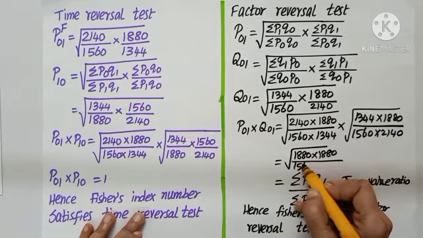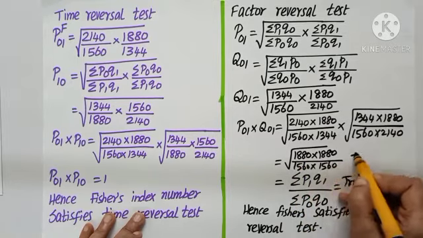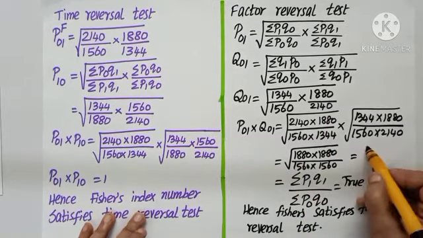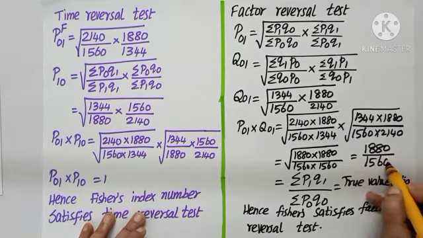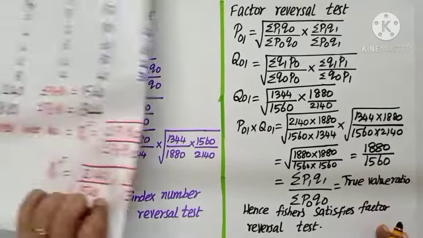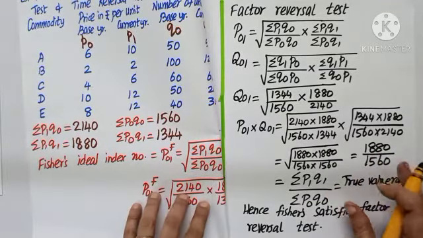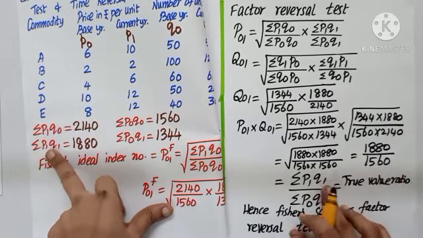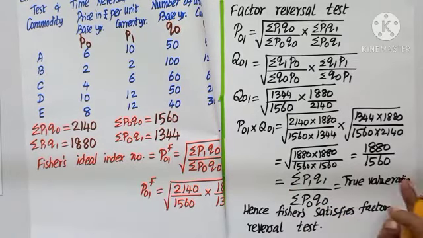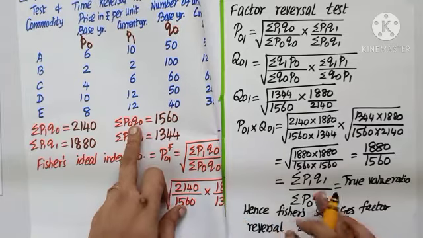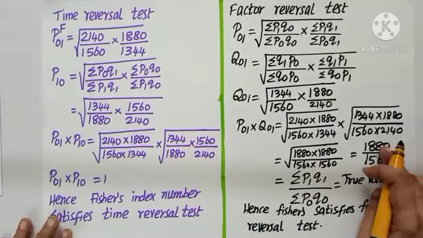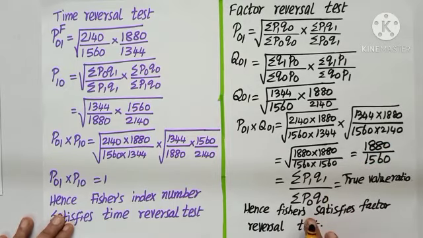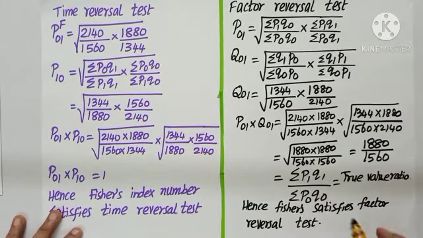Denominator 1560 two times. The remaining terms get cancelled. So my answer is 1880 by 1560. According to my table, 1880 is P1 Q1 total and 1560 is P0 Q0 total. So this becomes sigma P1 Q1 by sigma P0 Q0. This we call true value ratio.